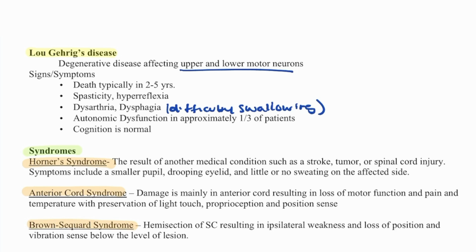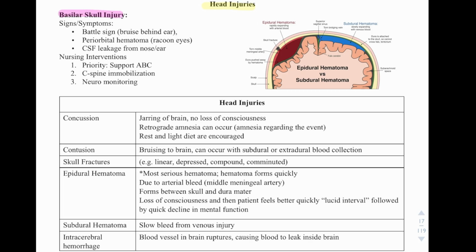So this is a hemisection of the spinal cord resulting in an ipsilateral weakness and loss of position and vibrational sense below the level of the lesion. So this is the spinal cord. I was like, what does that stand for? It's spinal cord. Okay. Basilar skull injury.